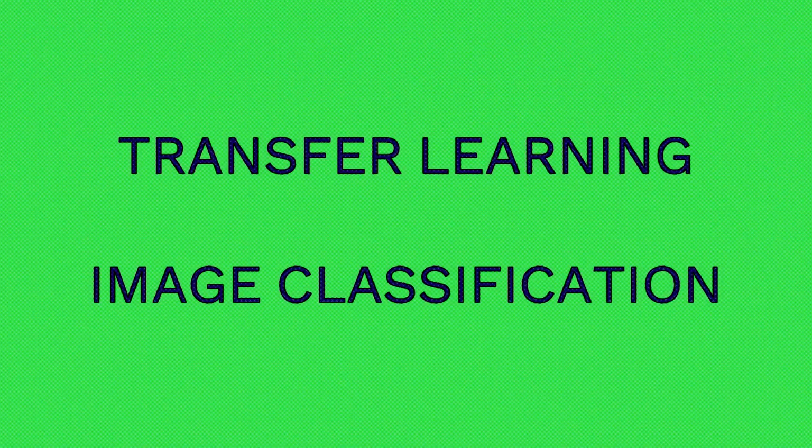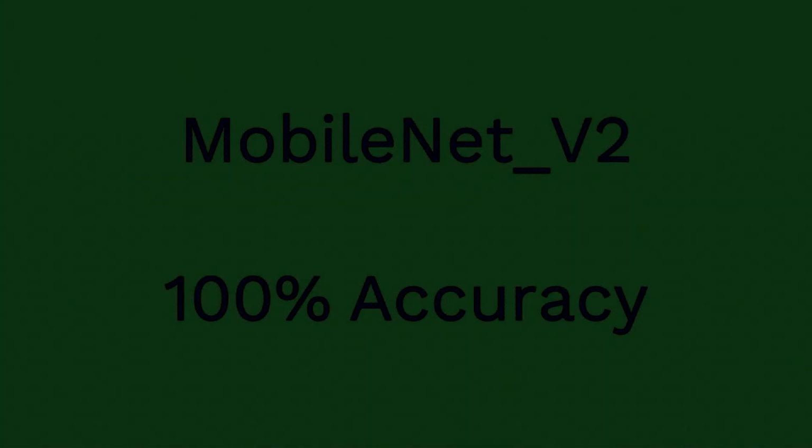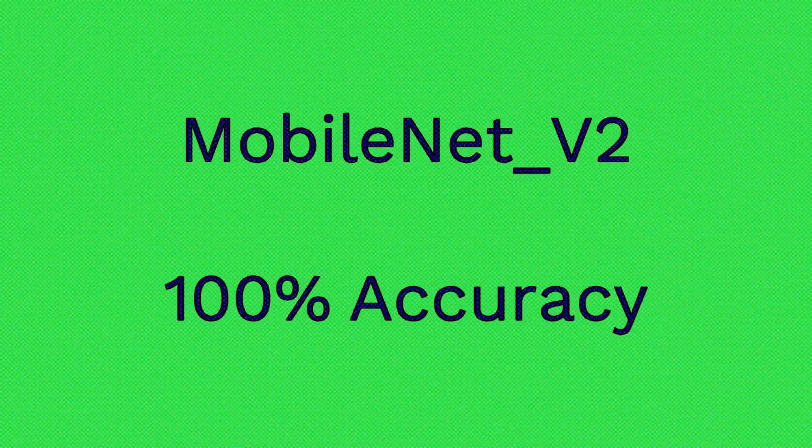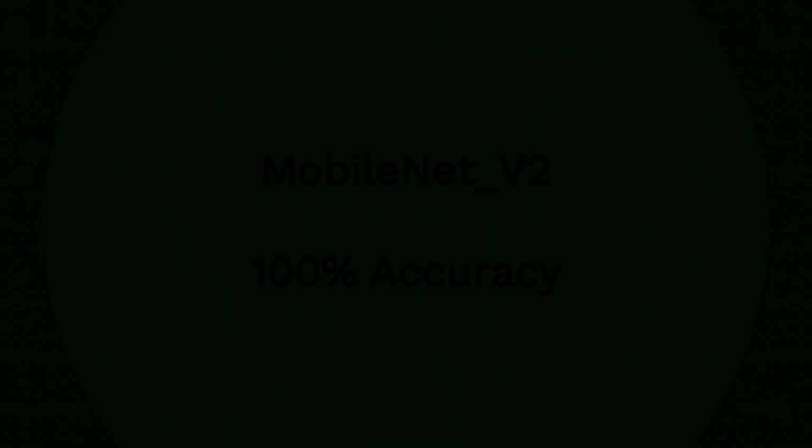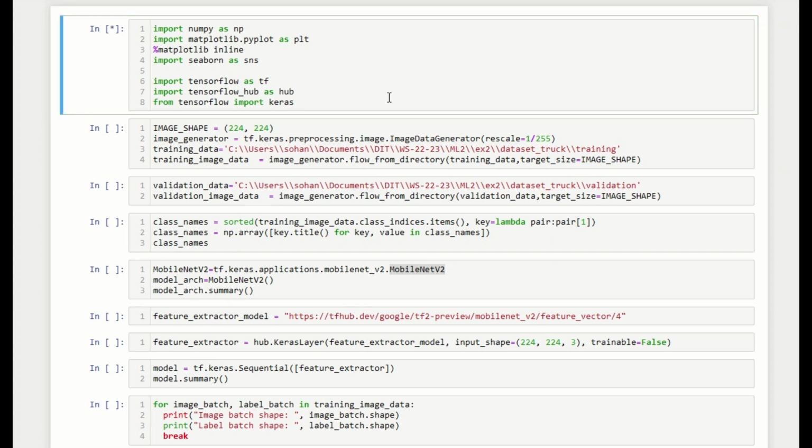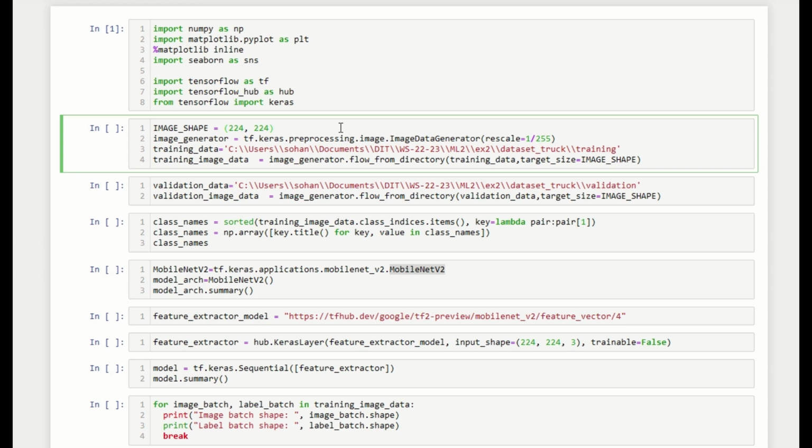This is a demonstration of transfer learning for image classification application. Using trained MobileNet-V2 model, 100% accuracy was achieved. First of all, the important libraries are imported, including TensorFlow and Keras. The image is set to 224 by 224 pixels.